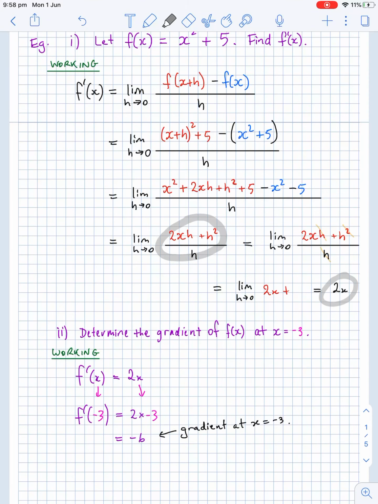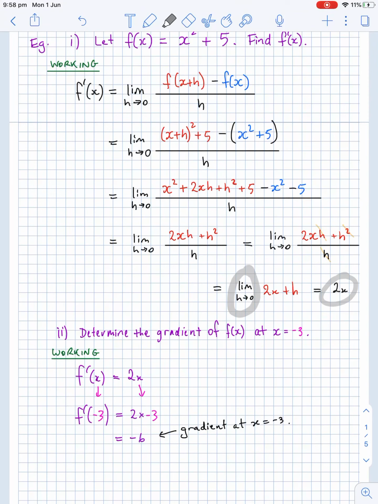When we get to this stage, you want to be able to cancel your h's. This is typically always going to happen, otherwise you've most likely done something wrong. So that h divided by that h will cancel, and this h and one of these h's will cancel. You're pretty much just dividing both of these terms by h, and that simplifies to 2x plus h, and that's where we can almost stop. The idea is now we apply this limit.